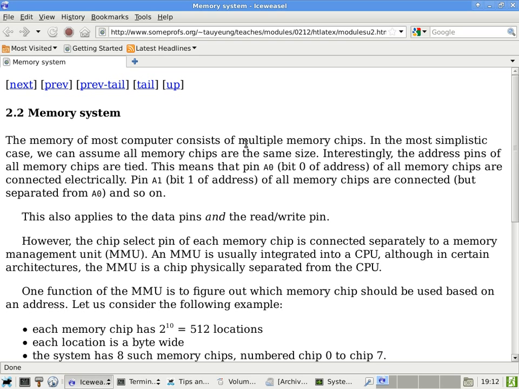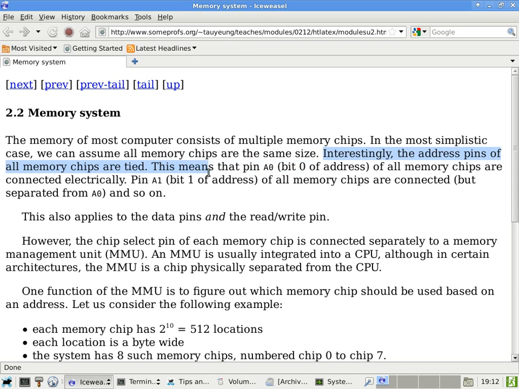The memory of most computers consists of multiple memory chips. In other words, it's okay if one single memory chip can only hold 512 bytes because we can have many of these little chips in the system. In the most simplistic case, we can assume all memory chips are of the same size. In other words, I'm not even going to mix and match, with certain chips having 2048 locations, some chips having 512 locations, and so on. We'll just make an assumption and say all memory chips are uniform. They all have exactly the same capacity.